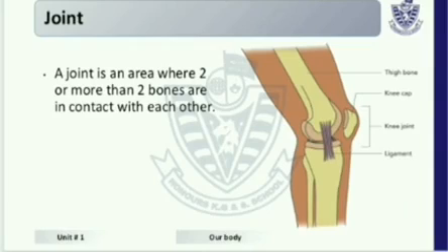Joint. A joint is an area where two or more than two bones are in contact with each other. Bones do not work alone, they move with the help of muscles and joints. The place where two bones meet is called a joint. Joints help the skeleton to move. They allow us to walk, run, bend, or lift things.